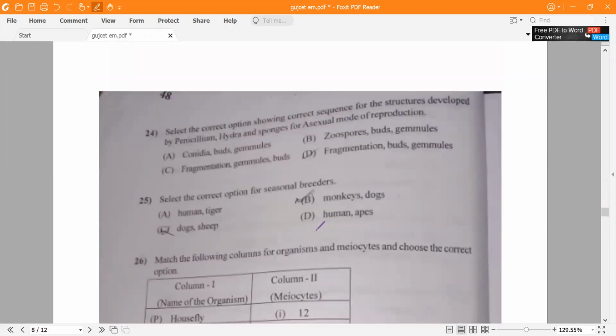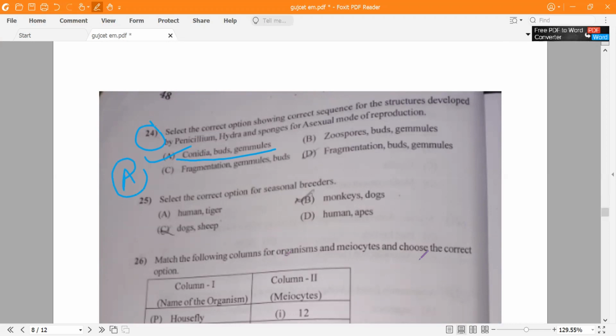Then this is from the first chapter: the structures developed by Penicillium, Hydra, and sponges. Penicillium will always produce spores. So which spores will it produce? It will produce zoospores of Chlamydomonas, conidia of the Penicillium, buds of the Hydra, and gemmules of the sponges. So A will come.